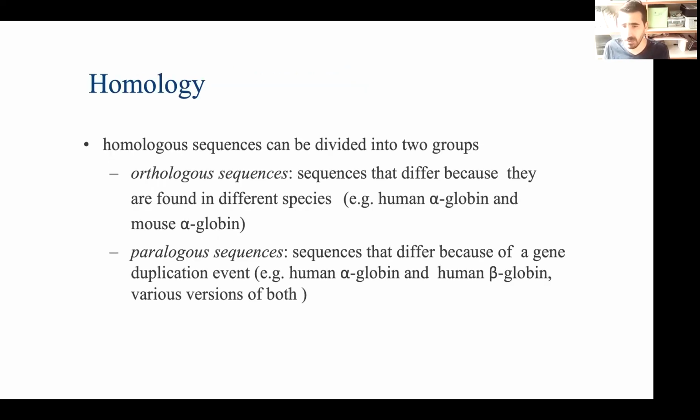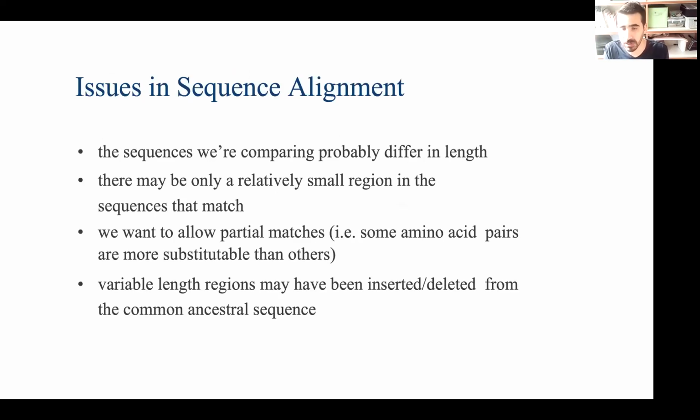As I said before, homologous sequences can be divided into two groups. Ortholog sequences are homologs derived from speciation, and paralog sequences are derived from gene duplication events. We will go into detail regarding them, and they are important. There are also some technical issues in sequence alignment. The sequences that we are comparing can have different lengths.